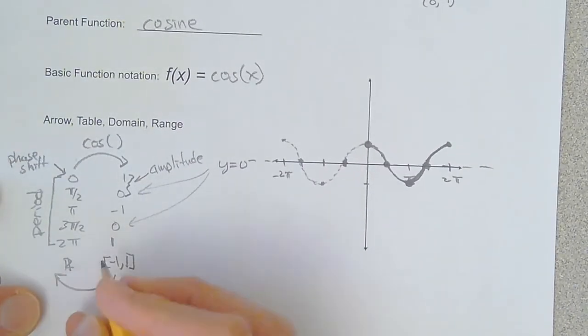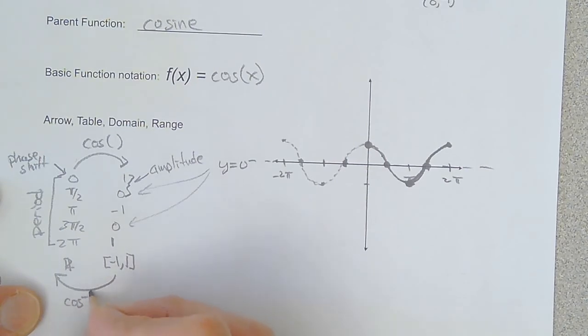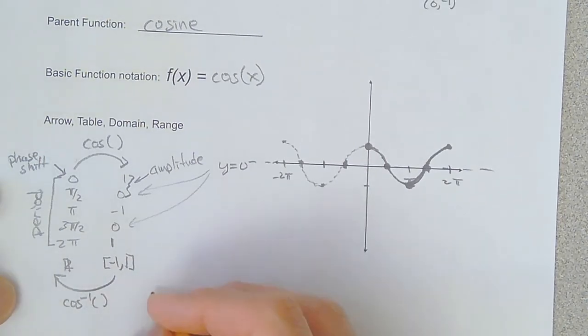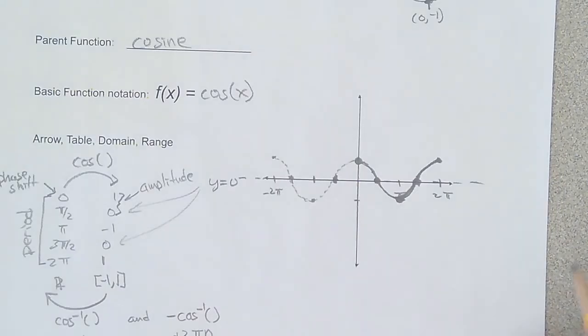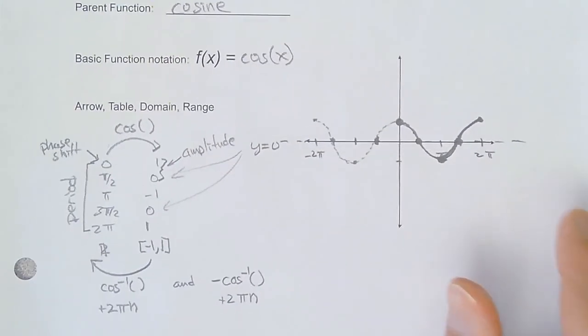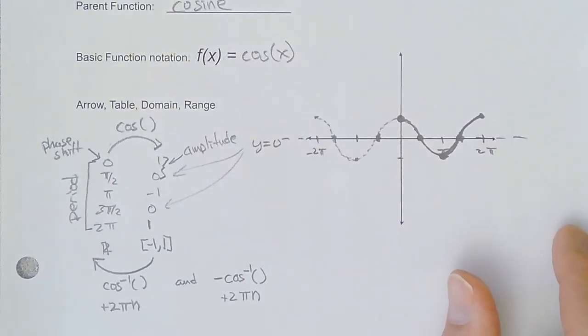The inverse operation to this is the cosine inverse, but we know that's only half the story. The other part that we will need is the negative of the cosine inverse. You can explore that a little bit and see that that's the case, plus our 2 pi n for those coterminal angles that have the same values of cosine.